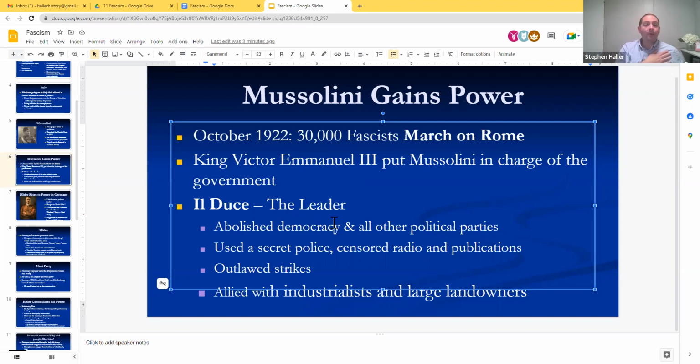The greatness of looking backward, right? For Mussolini and for fascists in general, one of the things that they look back to, just like all of those Italian leaders in the 1800s, they look back at the Roman Empire. They look back at the times when Italy was great.